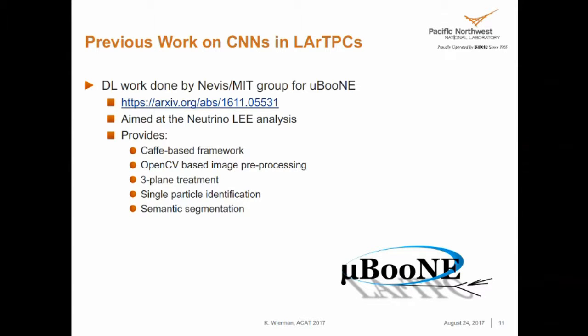This sits on top of a large body of work. I'm hardly the first person to deploy convolutional neural networks in MicroBooNE, and in particular, the previous analysis comes from the neutrino oscillations low energy excess group. This was headed up by a group from Nevis and MIT, and they recently published a paper, and I've linked the arXiv version of it there. And what that provides for us is a whole bunch of framework going in, mostly Caffe and OpenCV-based image preprocessing. They also have a 3-plane treatment that I looked at when I first started my analysis, and then I decided to go a different direction. Not to mention some baselines in terms of what we can expect from single particle identification and the semantic segmentation that we'll do later.